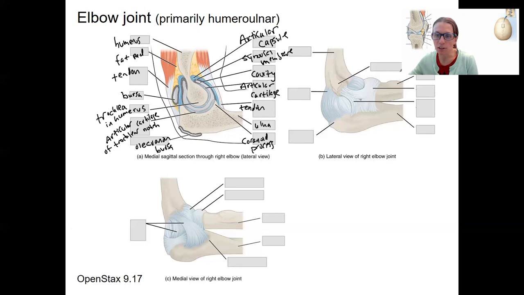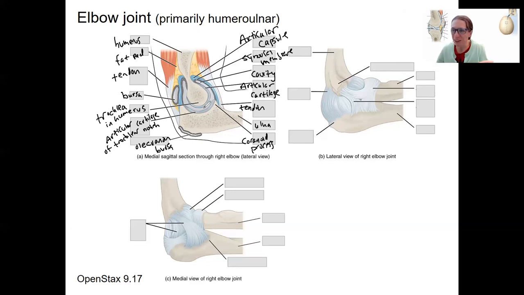So the ligaments often kind of cover up a lot of this, so the view of them is going to be separate. This is here, the articular capsule. Olecranon process, humerus, lateral epicondyle. Actually, I'll label that one because we didn't on the other one. And you know that term. And this is the lateral view. So it's going to be the lateral epicondyle of the humerus.